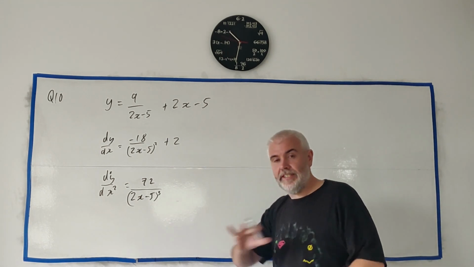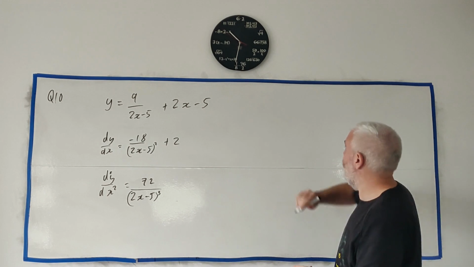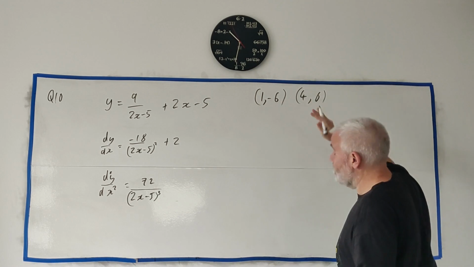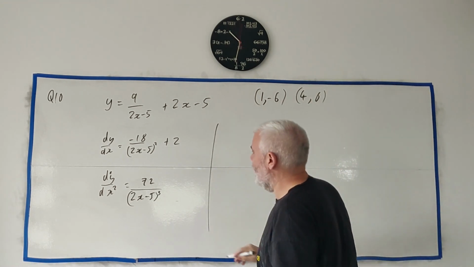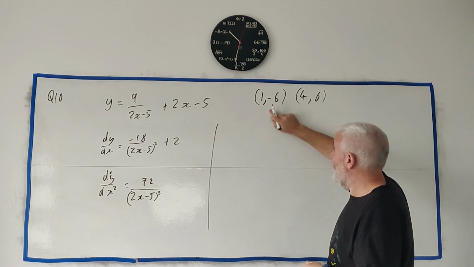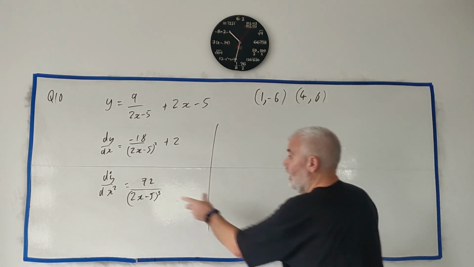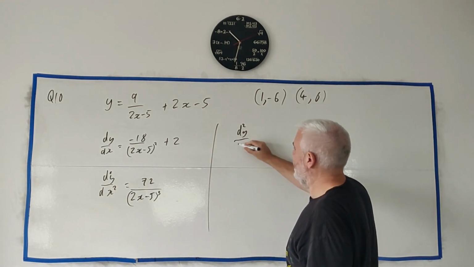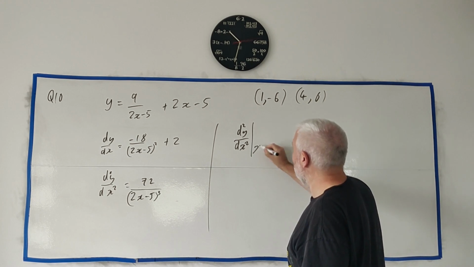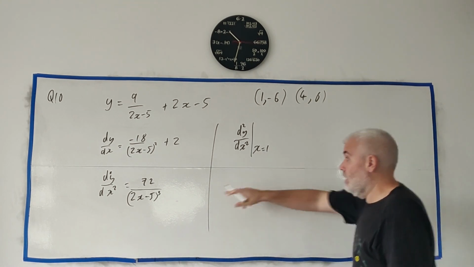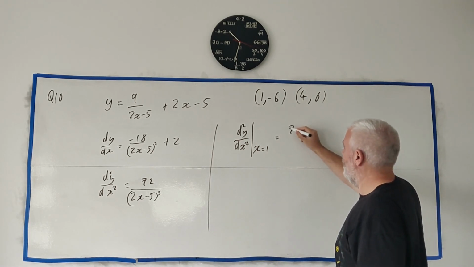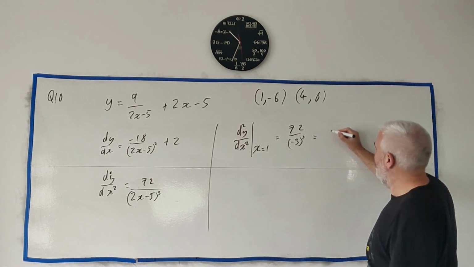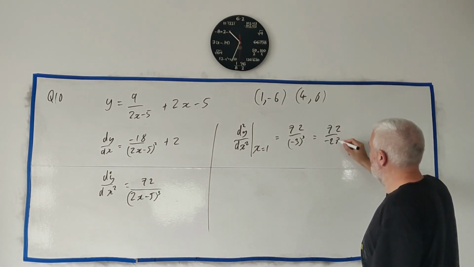Now, how do you use the second derivative to determine the nature of a point? What were the points? It was 1, minus 6 and 4, 6. These were the 2 points. If we look firstly at this point here, x is equal to 1 at this point, and the second derivative has an x in it. So what they want us to do is to get the second derivative at x equals 1. Basically just put it in here, and what would we get? We get 72 over minus 3 cubed. That's 72 over minus 27.